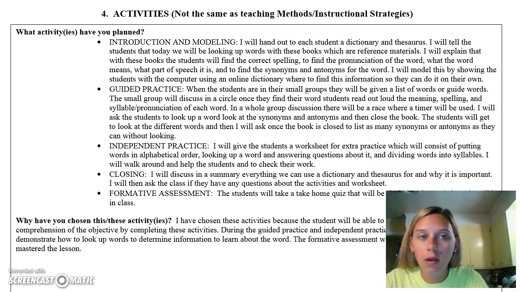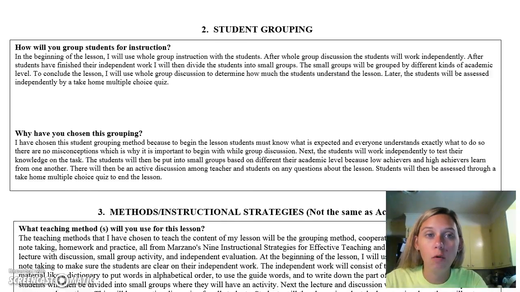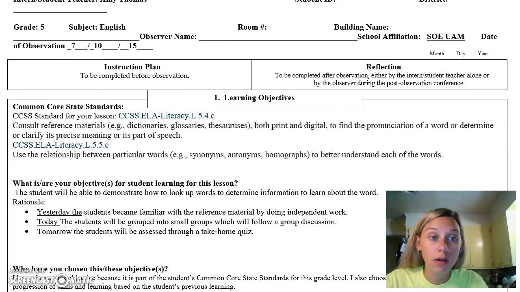This is my lesson plan for grades 3 through 6. Once again, my Common Core standard is consult reference materials, both print and digital, to find the pronunciation of a word and determine or clarify its precise meaning or its part of speech. And I have another Common Core standard, which is use relationship between particular words to better understand each of the words. This is for 5th grade English.